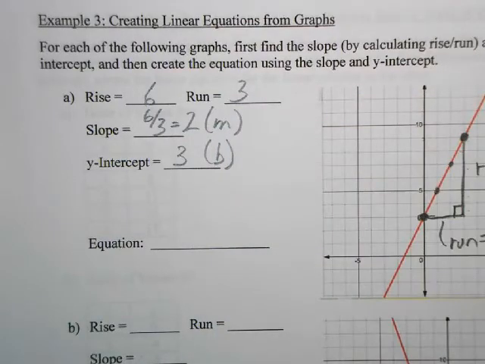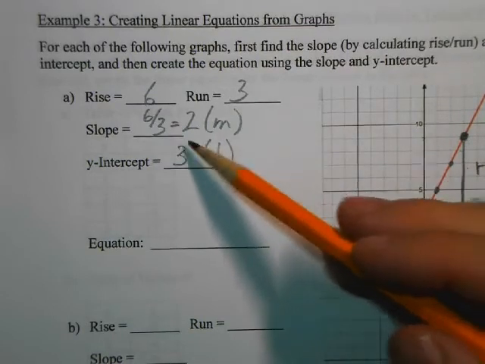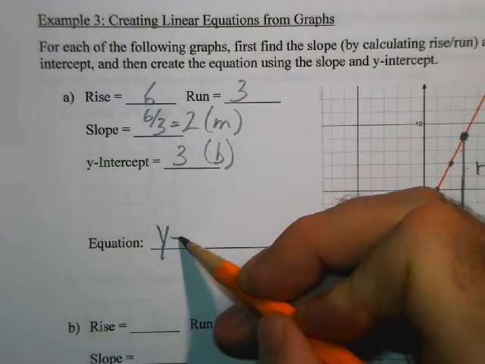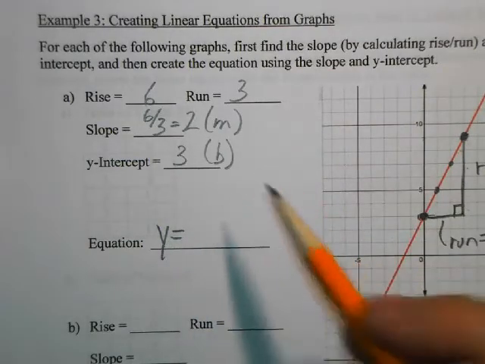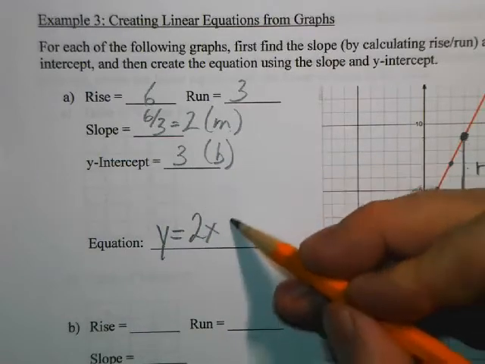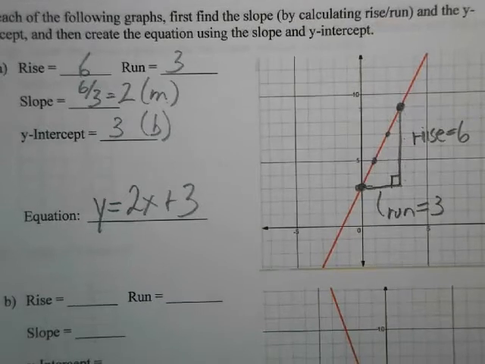So now we just basically treat this like example 2. We're given the slope and the y-intercept. What's the equation? So hopefully you're pretty good at this now. Y equals, it's going to be mx. So m is 2. 2x plus b is 2x plus 3. So there's our equation for that line.